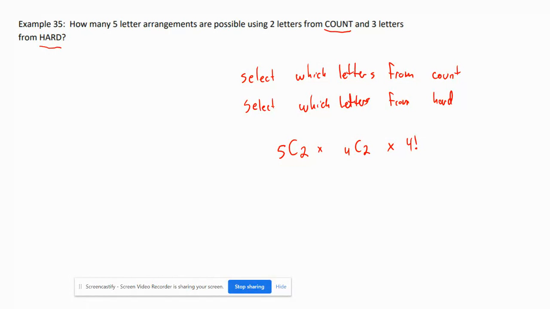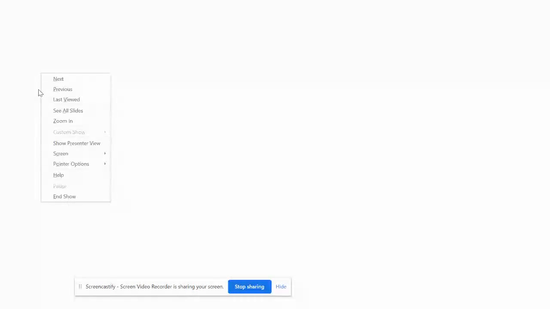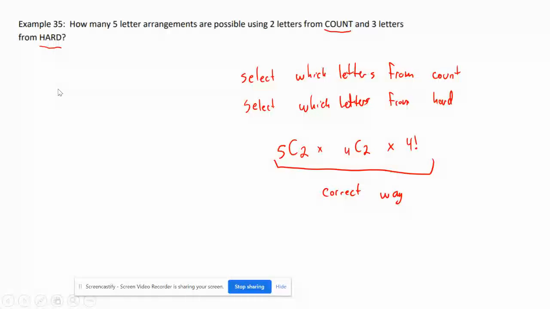Here's going to be the incorrect way to do it. So this is the correct way. Here's the incorrect way, which I think is probably the more intuitive way to do the question, but unfortunately, guys, it doesn't work out. The incorrect way is to go like this. 5 pick 2 times 4 pick 3. Okay. Now I see why. So well, the order matters. So I'm taking order from here. So order matters from count and then from hard.